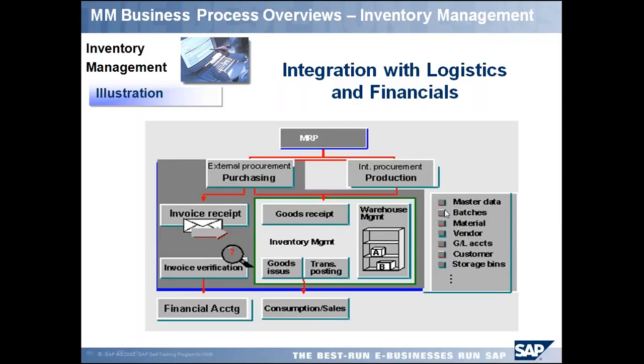And don't forget, to conduct all this integration you require master data: batches, batch materials, material, vendor, GL accounts, customer, and storage bins. These are seven different data which you require. What is the difference? Yes, sir.